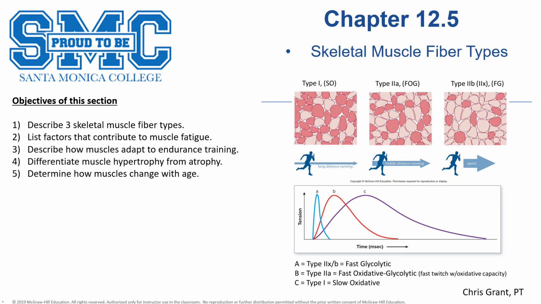In this section, we're going to take a look at the different types of skeletal muscle fibers. There's basically three different types that we'll be looking at: type 1, type 2A, and type 2B, or type 2X. We'll look at what causes muscles to fatigue, and then how we adapt to both endurance training and to strength training, where we get hypertrophy or where we get atrophy from disuse. And we'll finish up by looking at how muscles change with age.